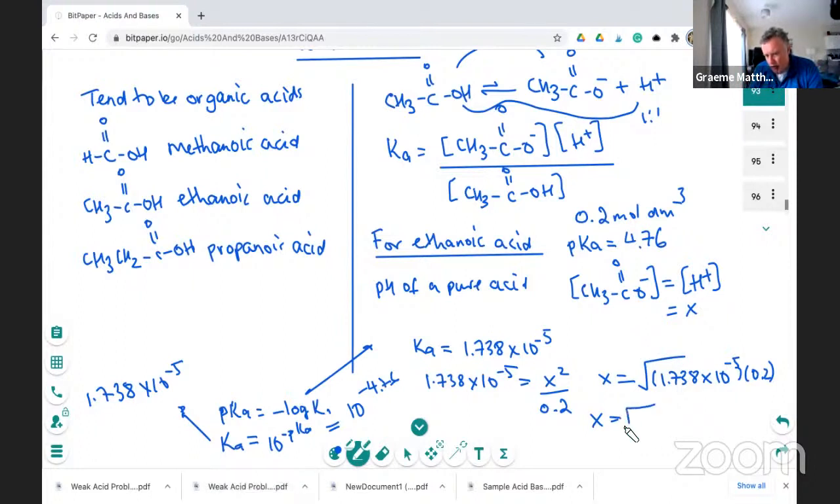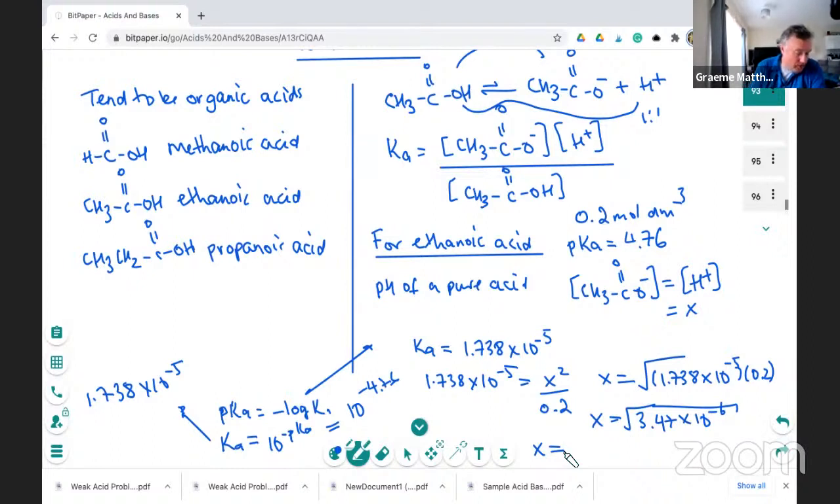Multiplying that by 0.2, I've got 3.47 times 10 to the negative 6. Okay, now it's a bit better. Right, so x then is equal to, hold on, second button, square root of 3.47 times 10 to the negative 6. Well, so hold on. I hit the wrong button.